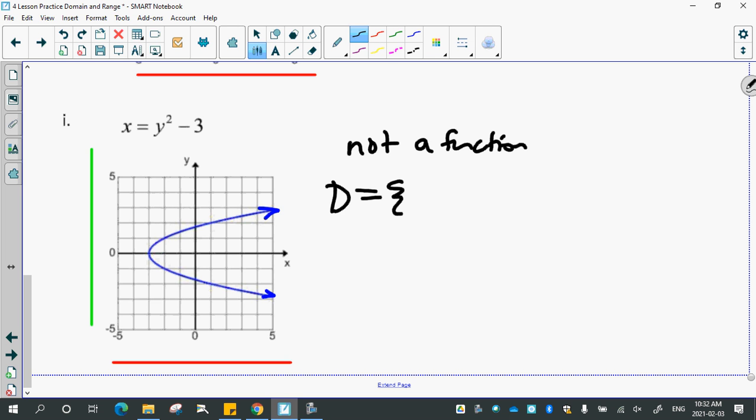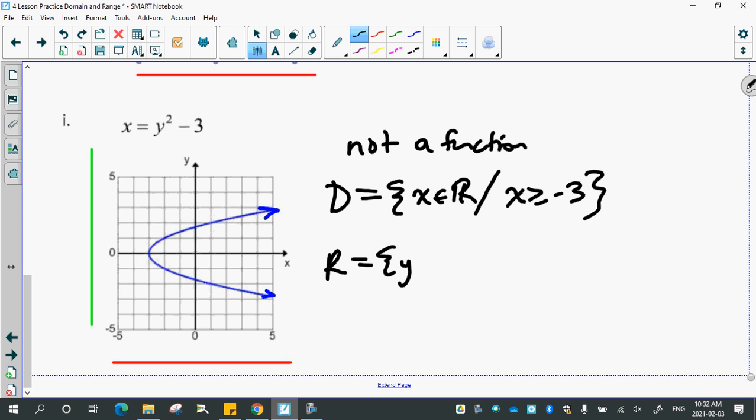And then what would my domain be? Think about the domain. Yep. X can be any real number that is greater than or equal to -3. Perfect. Check and see if you got your arrow pointing the right way. Yes? Okay.